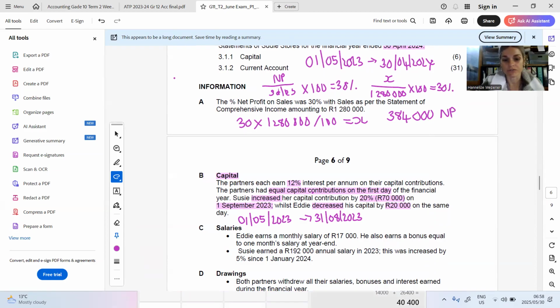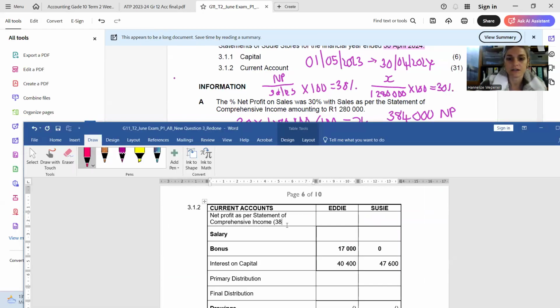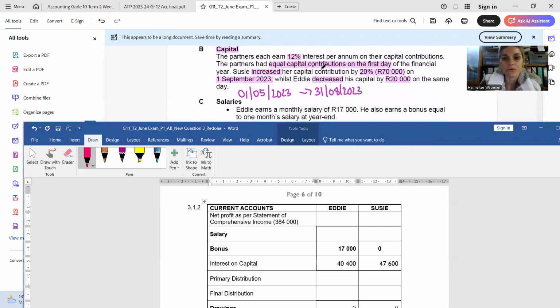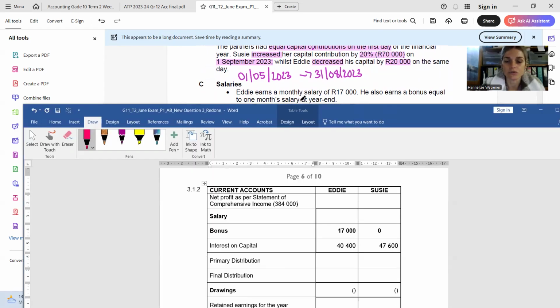I need to know what my net profit was because I now need to distribute that to my partners. So my total net profit that I'm working with here is 384,000 that I will distribute, first of all in a primary distribution and then in a final distribution. Okay, so moving on, we already did our capital and our interest on capital. Then we have salaries. So it says that Eddie earns a monthly salary of 17,000 Rand, and then he also earns a bonus that is equal to 1 month's salary at year end. So that's already been provided in the answer book.